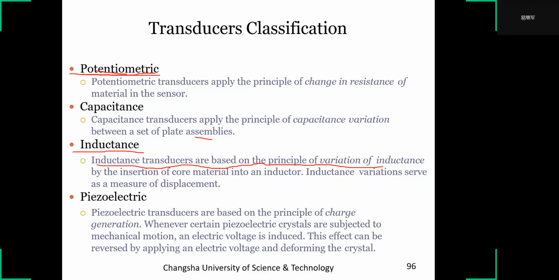Piezoelectric transducers are based on the principle of charge generation. Whenever certain piezoelectric crystals are subjected to mechanical motion, an electrical voltage is induced. This effect can be reversed by applying an electrical voltage and deforming the crystal.